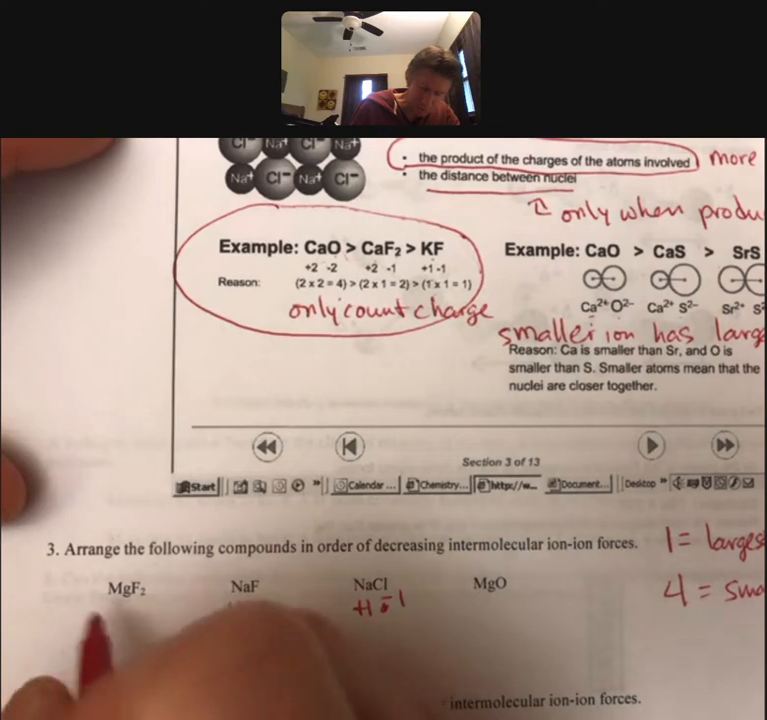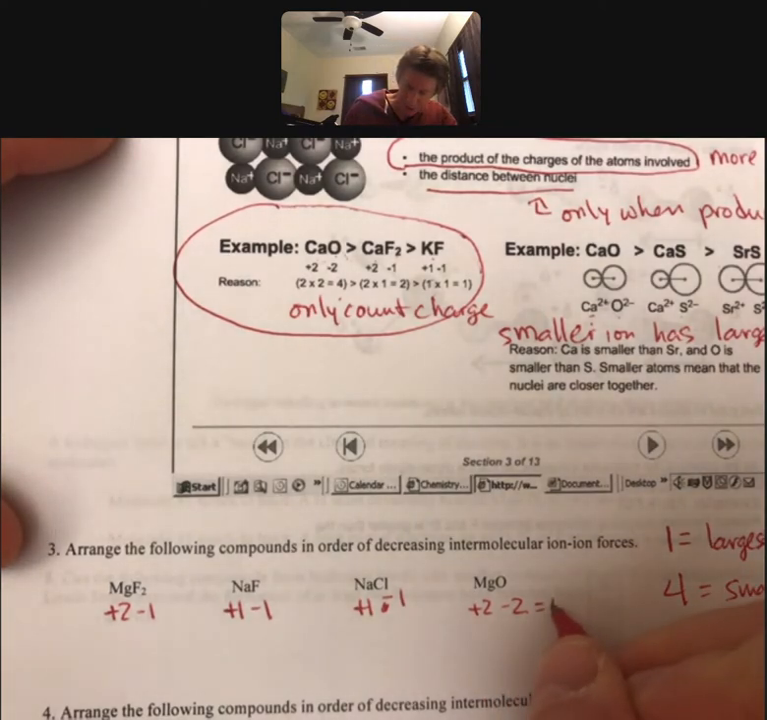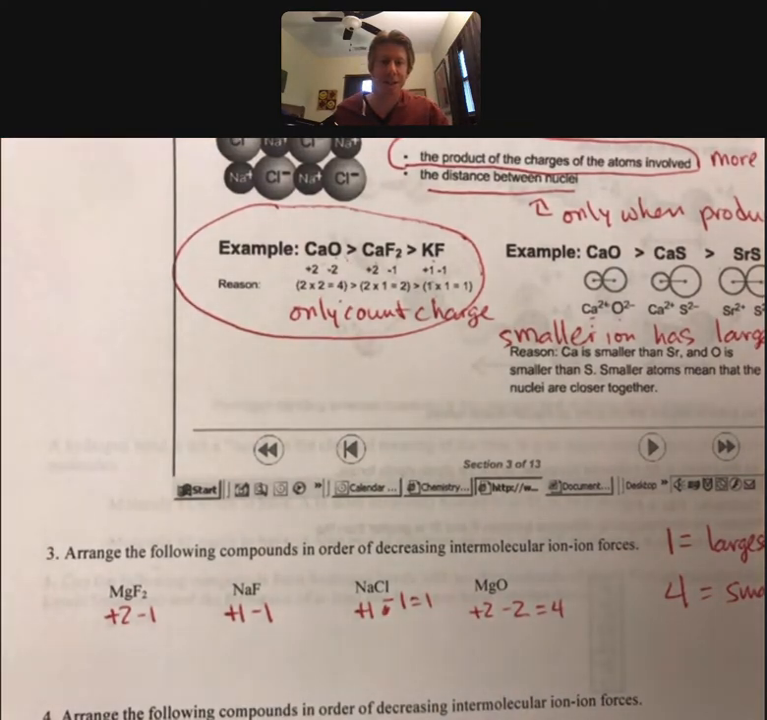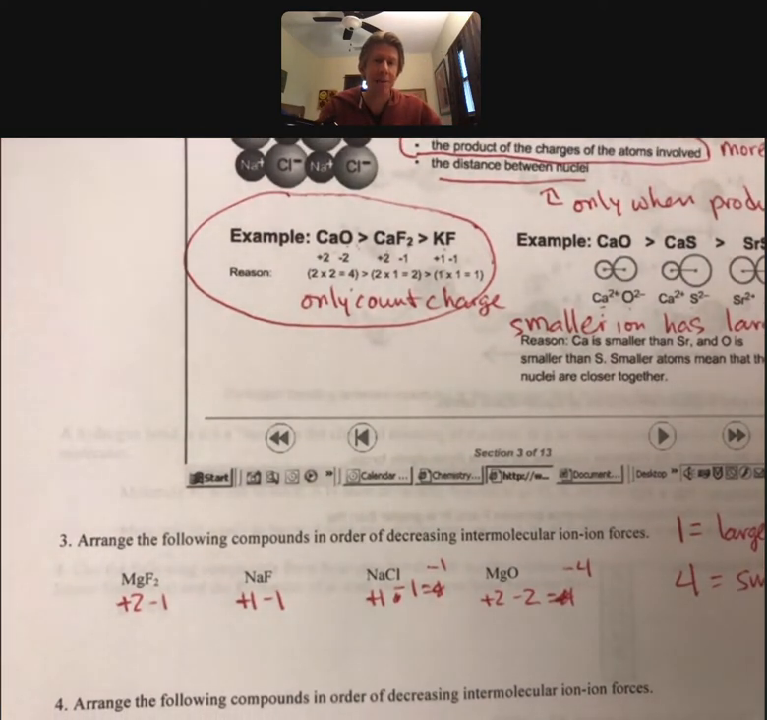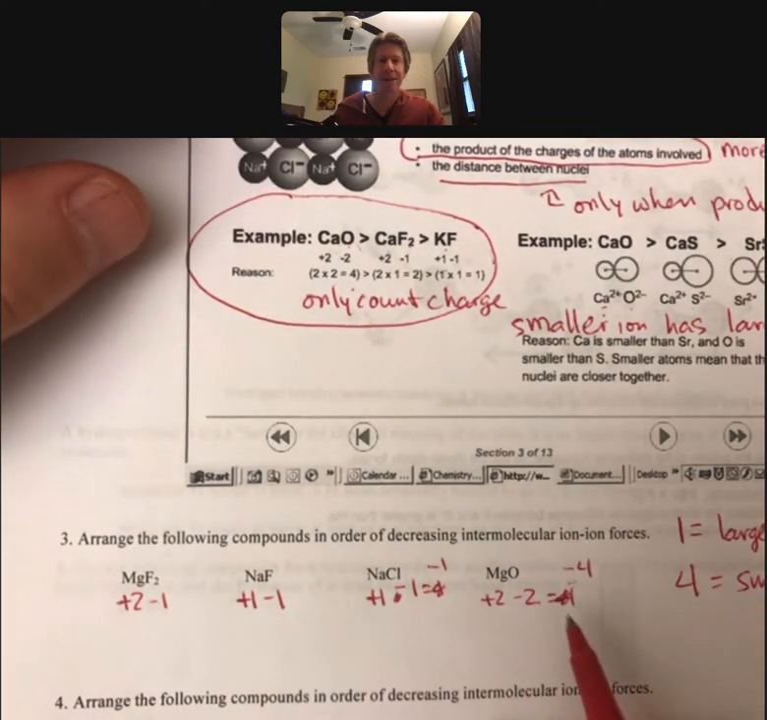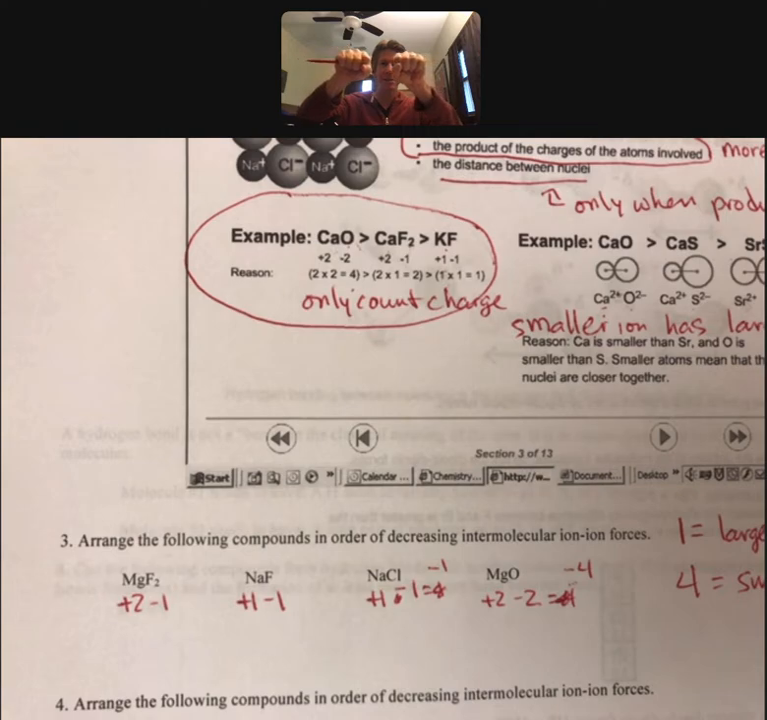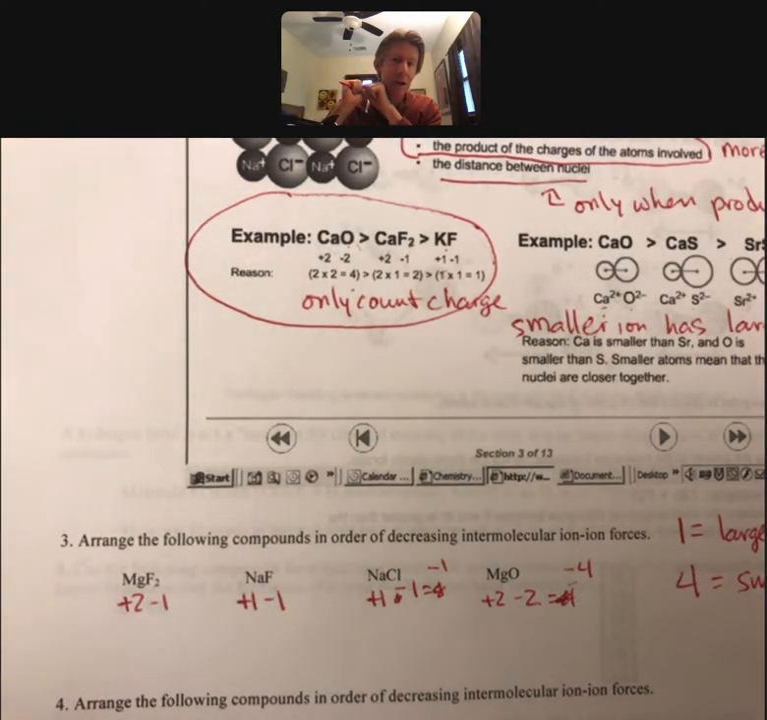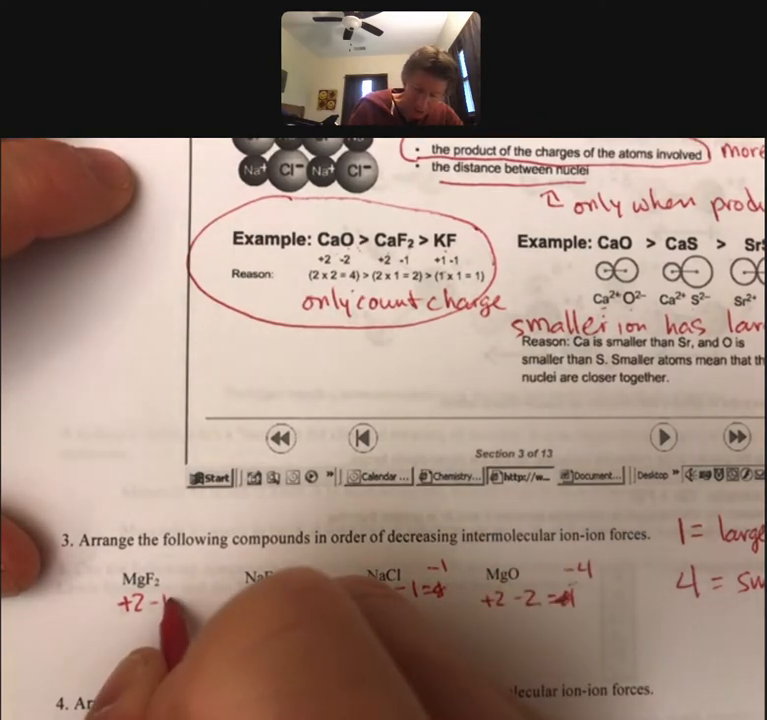Then we have magnesium, which is +2, -1, and +2, -2 for magnesium oxide. That means the products are 4 and 1, and the way I do it, I like to keep the sign. So this is actually -4 and -1. The minus sign means that energy is given off. As a side note, you don't have to do this, but when the two ions, magnesium and oxide, come together, they are lowering the energy, and lower energy is negative for us. This would give off energy, which would be exothermic. Minor point, you can do positive or negative, but I'm going to do negative in this example.